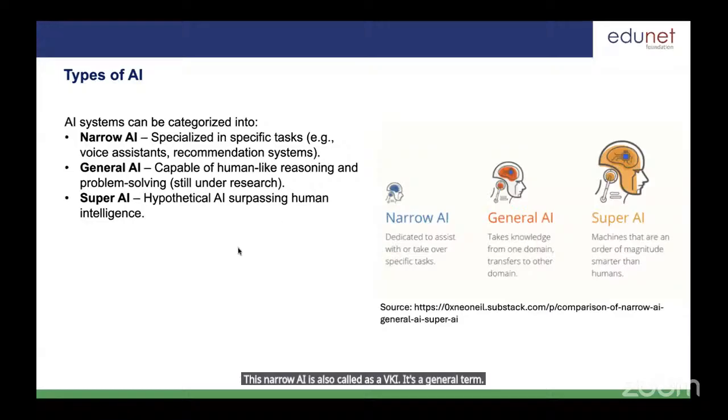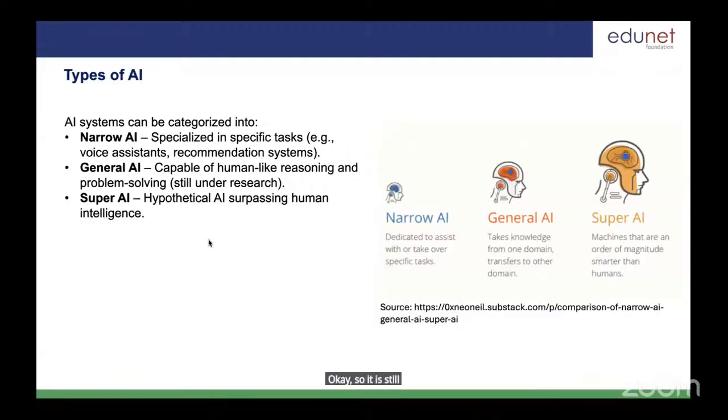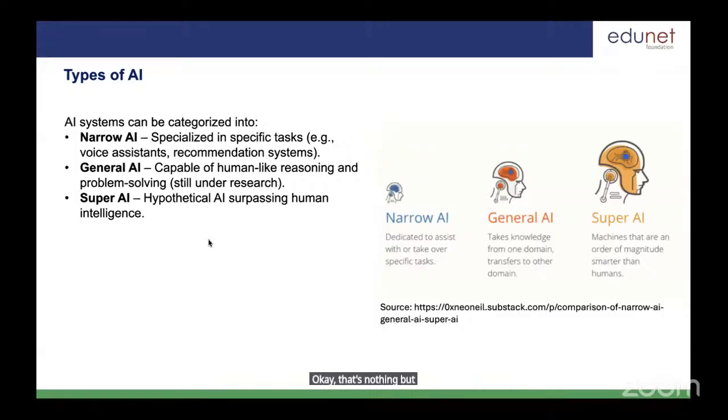Then we have something called general AI as well. General AI is capable of human-like reasoning and problem solving. It is still under research. It's not yet practically proven. For example, you can take sharing knowledge from one domain and transferring it to another domain. That's nothing but general AI.